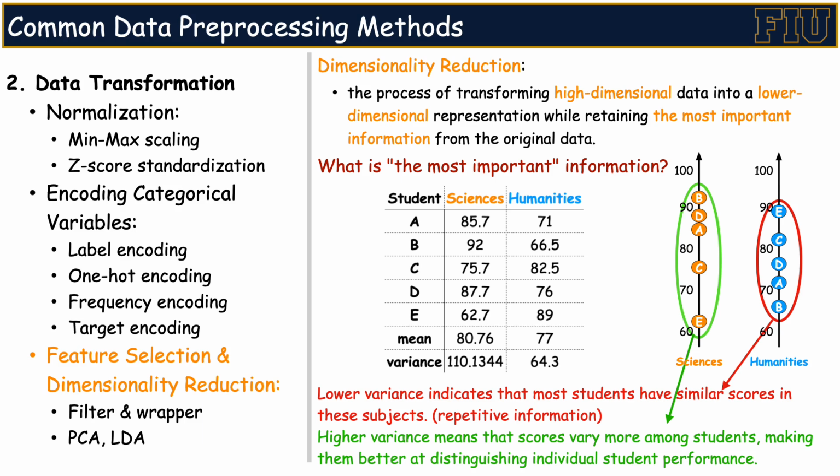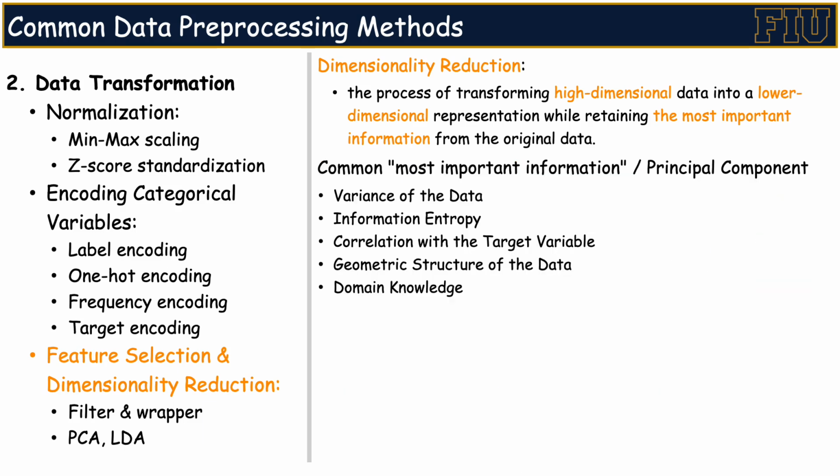On the other hand, higher variance means that scores differ more among students, which makes that feature better at distinguishing individual performance. We can call the most important information in the data the principal components. In practice, there are different ways to determine the principal components of a dataset, such as by using variance, information entropy, or even specific domain knowledge.